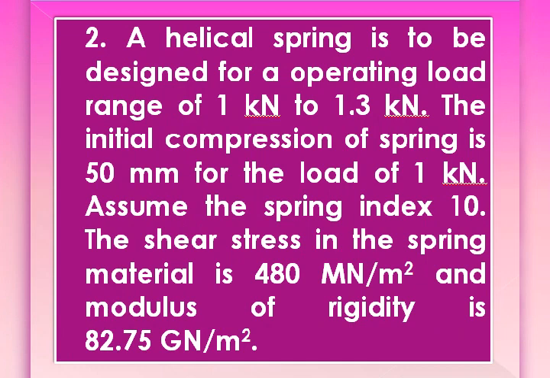Today, we have to solve one more problem on spring. The question statement is like this: a helical spring is to be designed for an operating load range of 1 kilonewton to 1.3 kilonewton. The initial compression of the spring is 50 mm for the load of 1 kilonewton. Assume the spring index is 10. The shear stress in the spring material is 480 meganewton per meter square and the modulus of rigidity is 82.75 giganewton per meter square. This is the given problem.